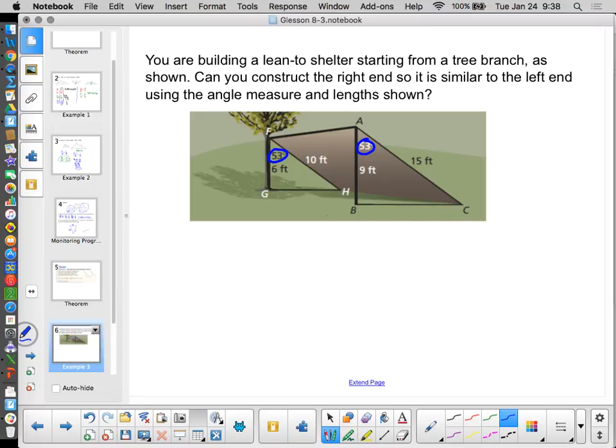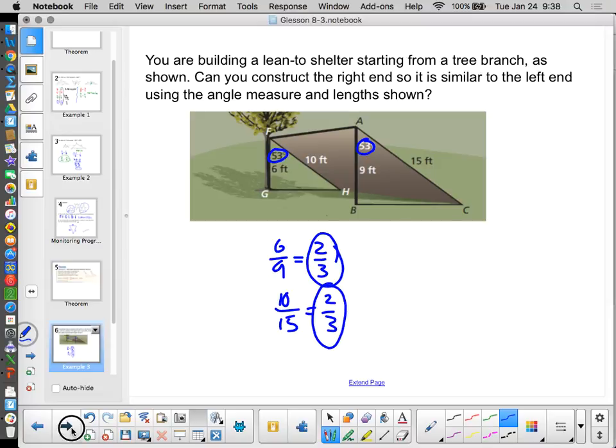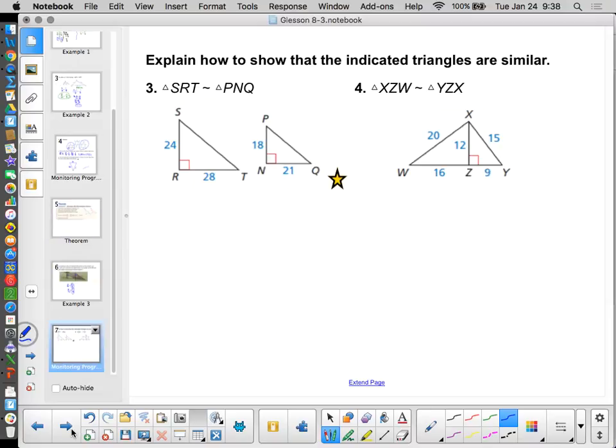We set up a proportion of 6 over 9. What does that reduce to? That reduces to 2 over 3. 10 over 15 reduces to 2 over 3. They reduce to the same factor, which is the scale factor. Therefore, the triangles are similar by side angle side similarity. Pretty straightforward. Next, you get to try one. Are these triangles similar according to side angle side similarity? It's going to be a yes or no, pretty quick.